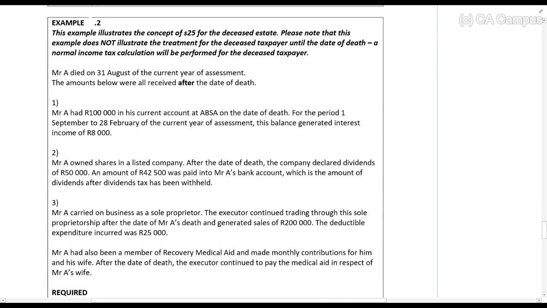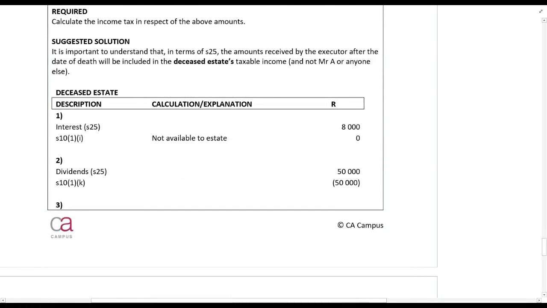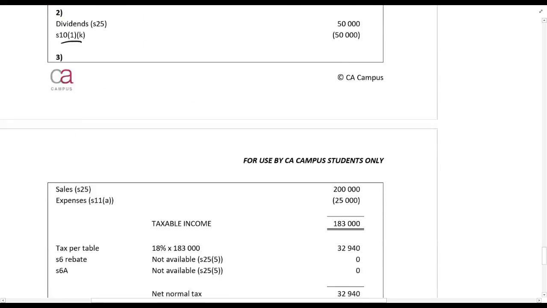Our next example, very quickly, just illustrates the concept of section 25 for the deceased estate. All that I want you to see here guys is when you receive amounts, so after you've died and the estate receives amounts, the deceased will receive those amounts and be taxed on it. But there are a couple of things that you need to be aware of. So if the deceased estate receives interest, it does not qualify for the section 10(1)(i) interest exemption. Refer to your slides as well where I mentioned this. This is not in the Act, but this is what our practice is. But it qualifies for all the other exemptions.